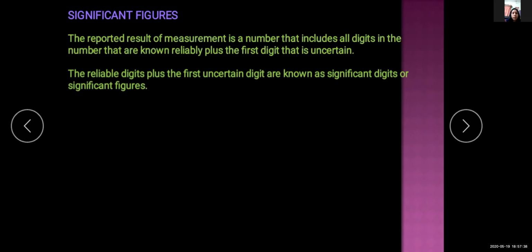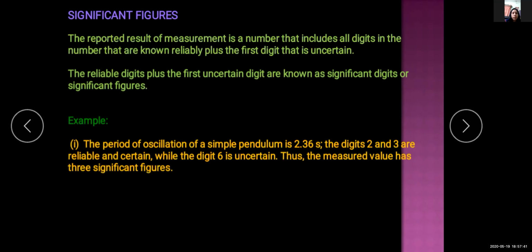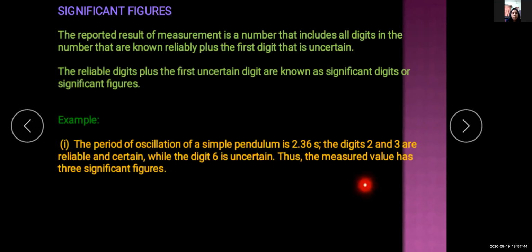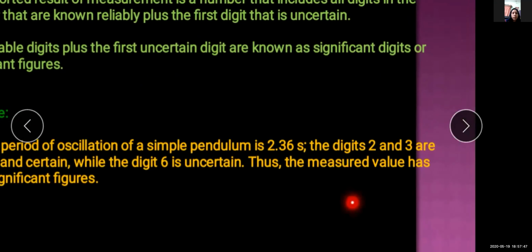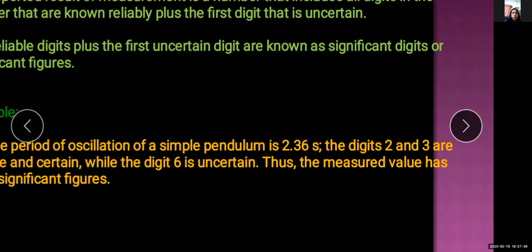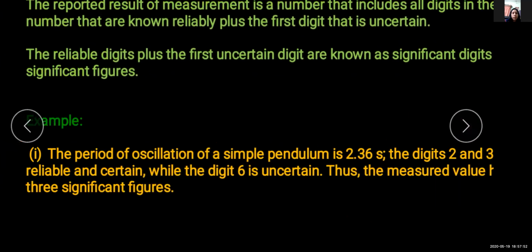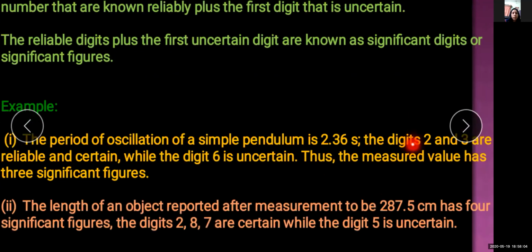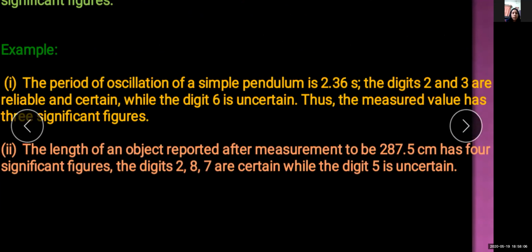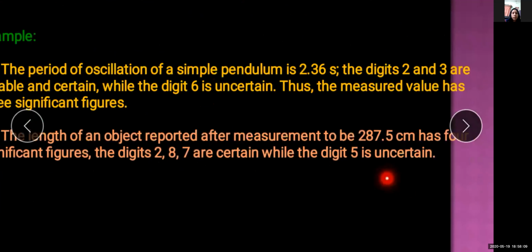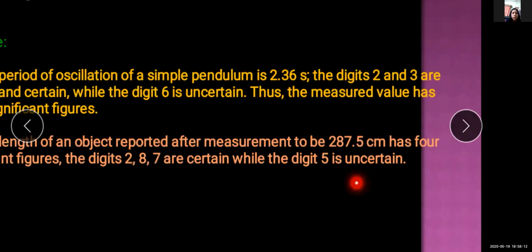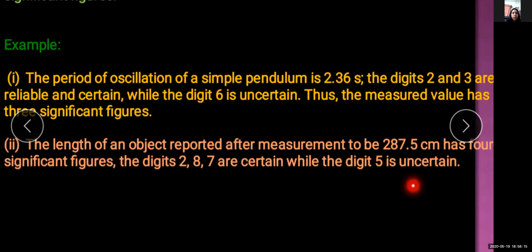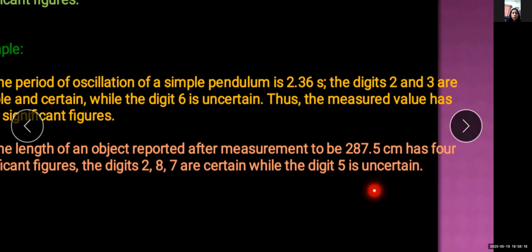For example, the period of oscillation of a simple pendulum is 2.36. Digits 2 and 3 are reliable and certain, while digit 6 is uncertain. So the measured value has 3 significant digits. The length of an object reported after measurement to be 287.5 centimeter has 4 significant digits. Here 287 are certain while digit 5 is uncertain.